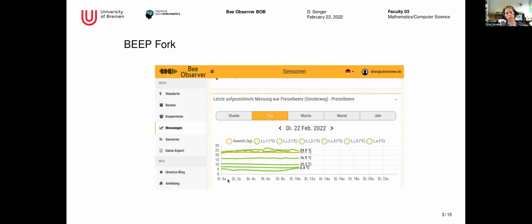And then we are also using the Beep app, or a fork of the Beep app, so that the data is collected on our server, and all beekeepers can see their data. It's still in the old version.